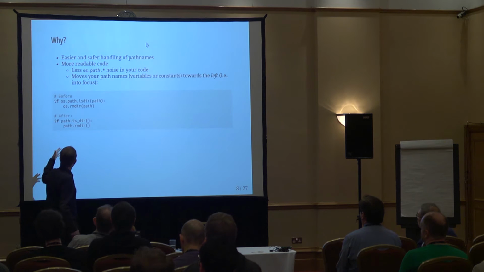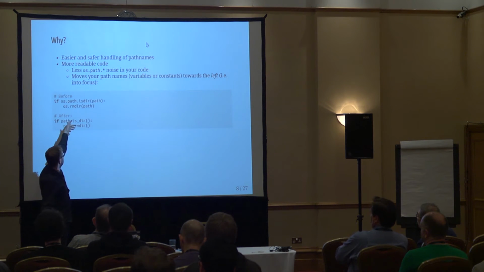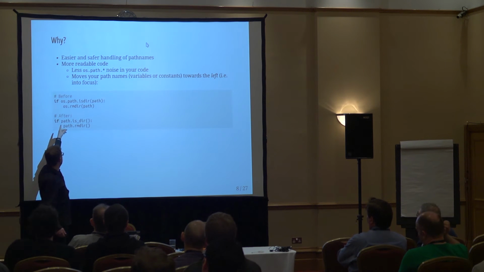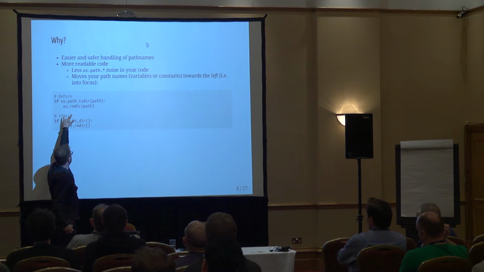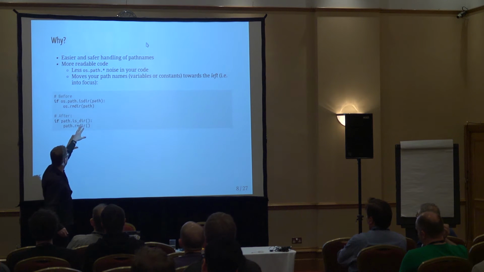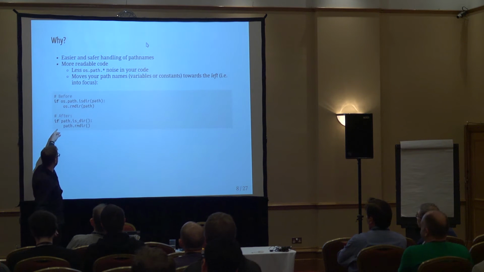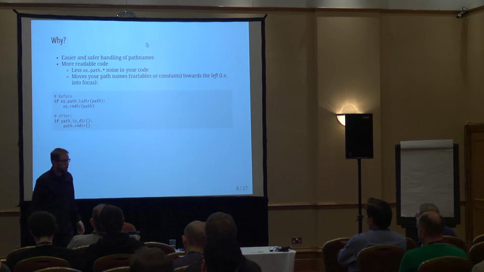As you can see down here, what we're doing is checking if path is a directory, then we want to remove that directory. Instead of getting os.path in front of all the function calls, you get code that looks more like this, where you basically query the path. If the path is a directory, then you rmdir that path.